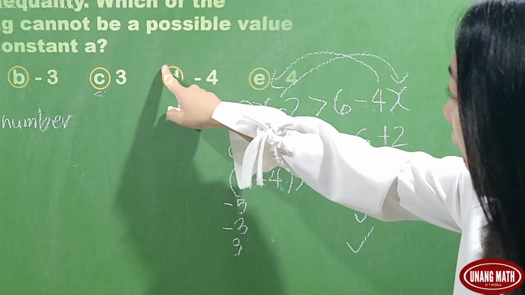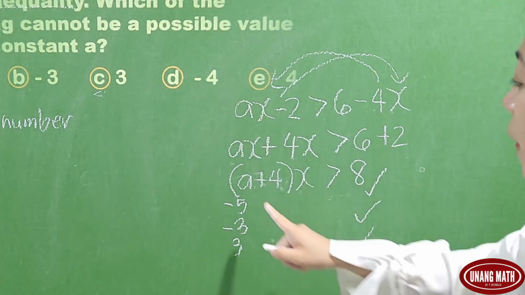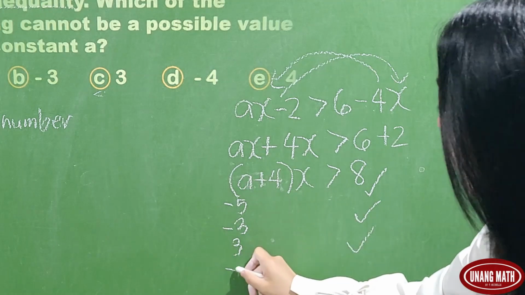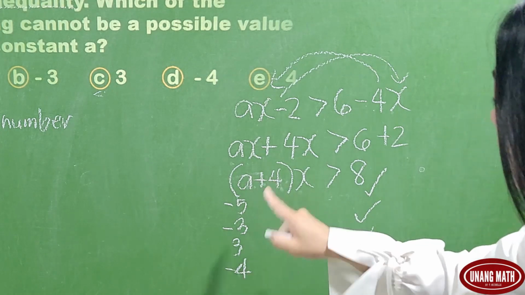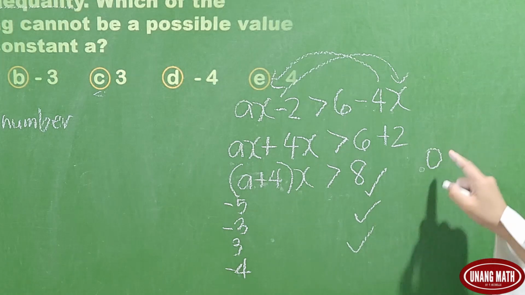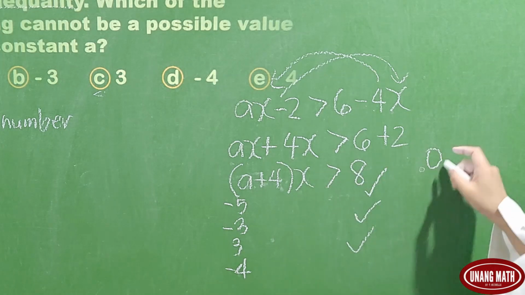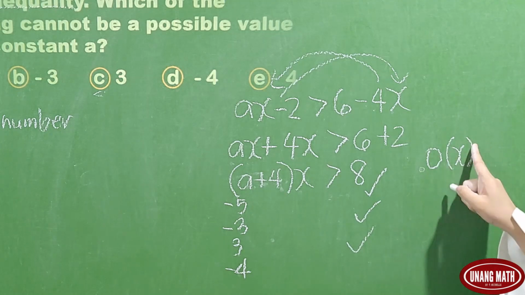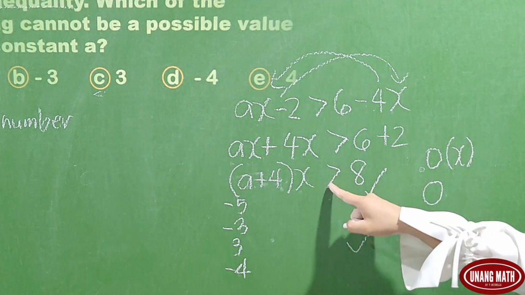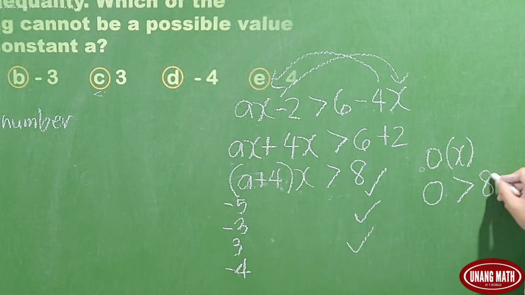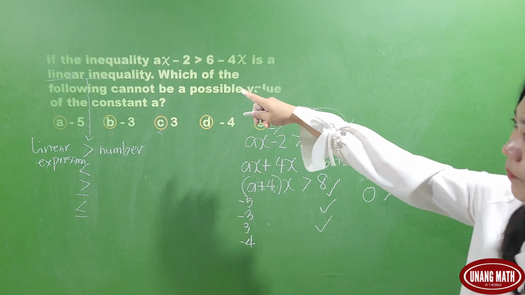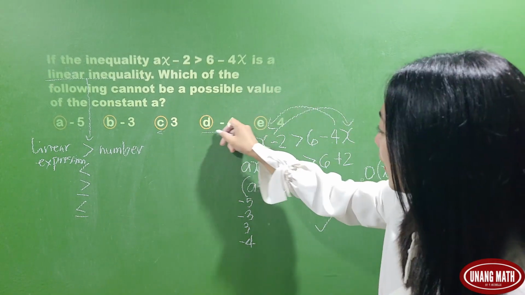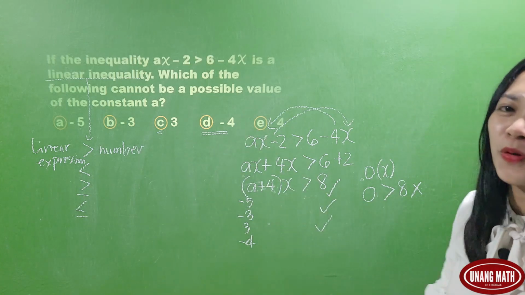Okay, now, what about if a is negative 4? If a is negative 4 plus 4, then that's 0. So 0 times x, any number multiplied by 0, the answer is 0. So 0 is greater than 8. This is not a linear inequality. So the answer to this problem is letter D, negative 4.